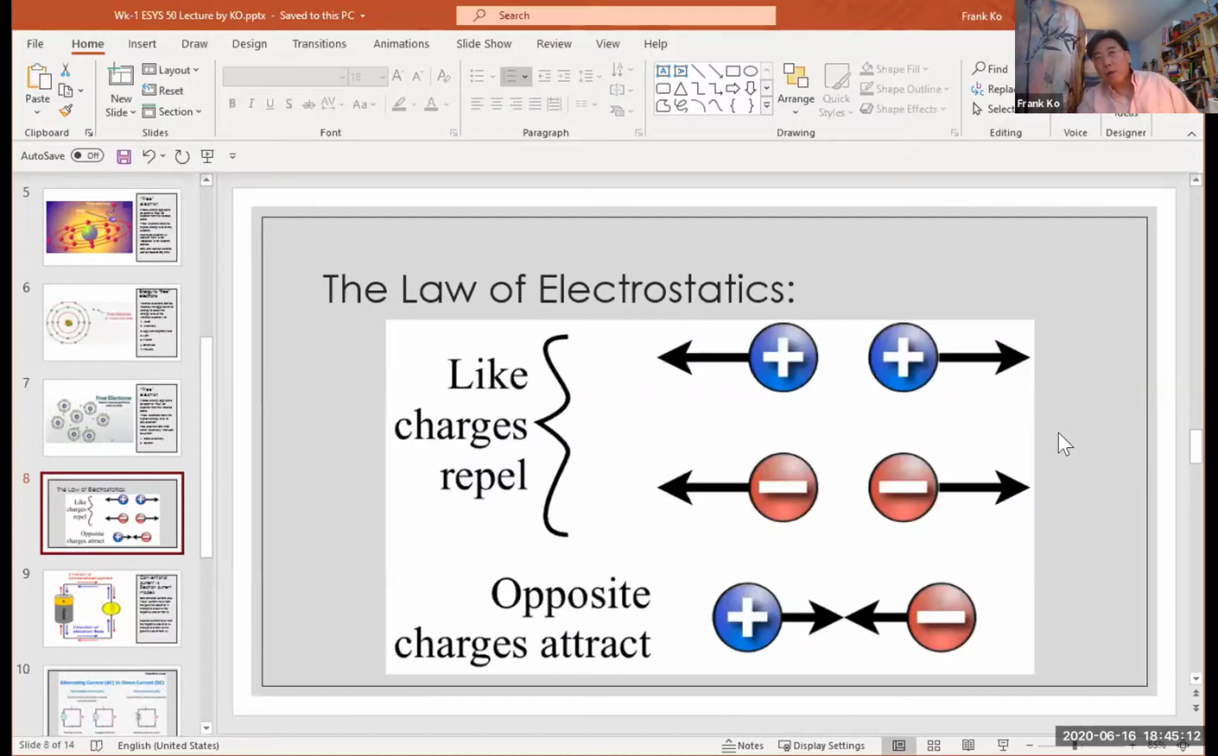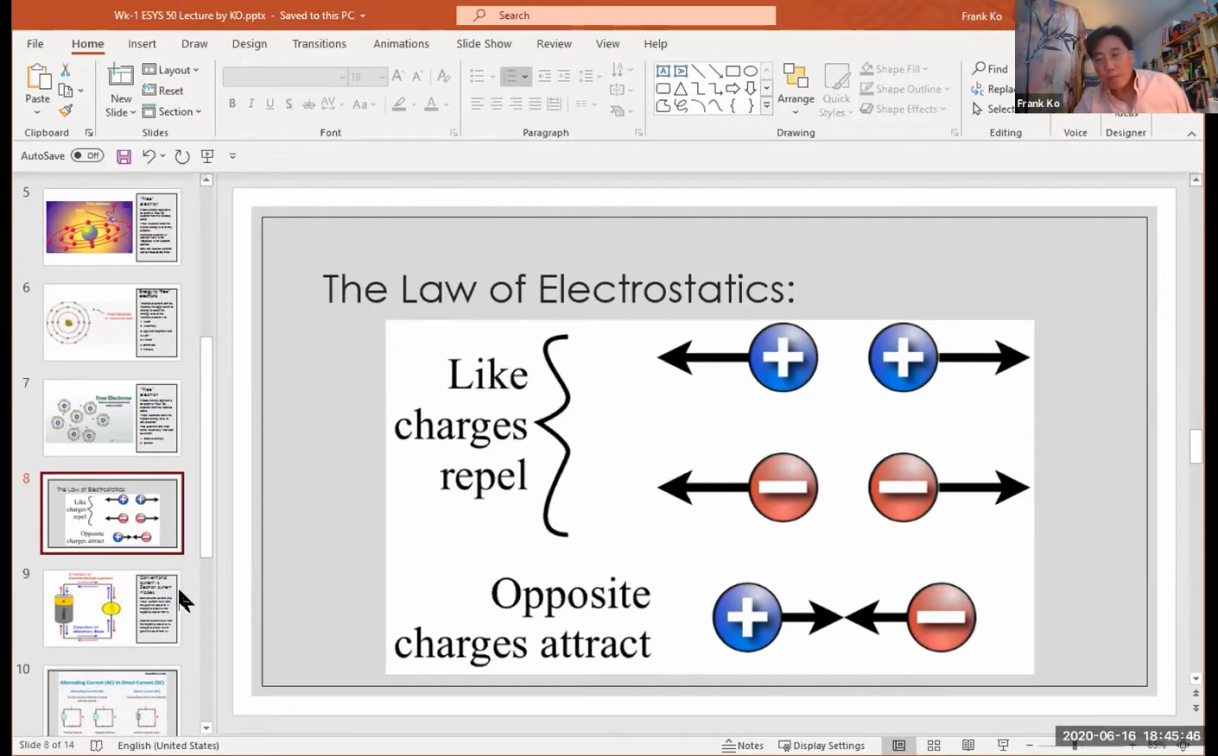Here is the next slide called the law of electrostatics. The law of electrostatics says this. When you have like charges, they will repel each other. So if I happen to have positive and positive, they will repel each other. If I have negative and negative, they will repel each other. But if you take a look at the bottom of the slide, opposite charges do what? They want to attract, okay? Opposite charges will attract. So if I have a positive and a negative, boom, they're going to come together, all right? So this is called the law of electrostatics.